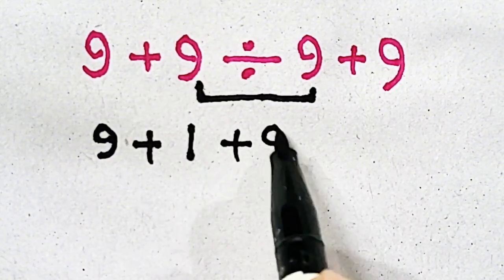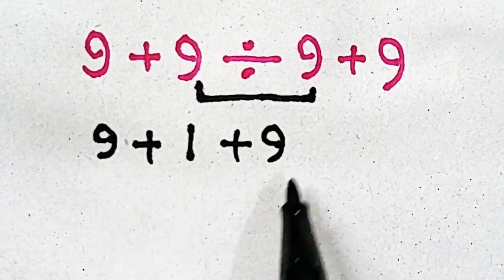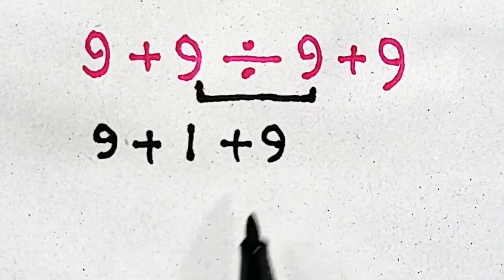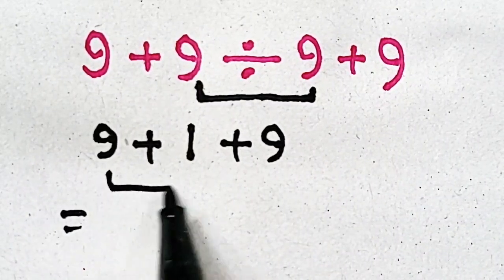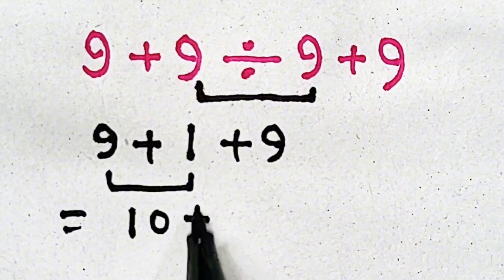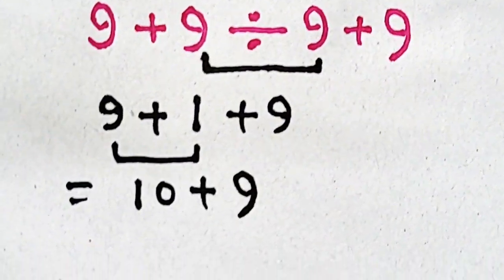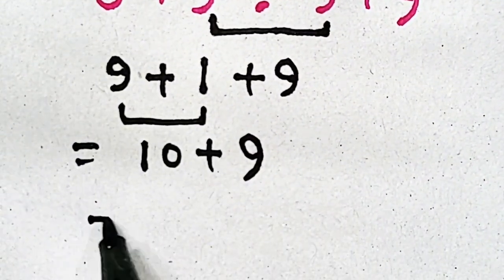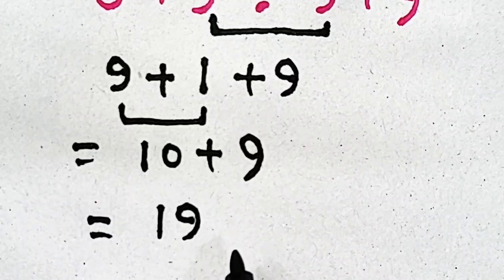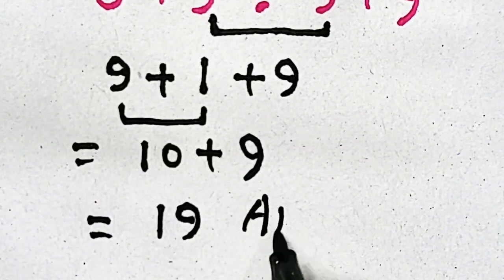And here is plus 9. So these are three numbers being added. So 9 plus 1 will be equal to 10, plus 9. So 10 plus 9 will be equal to 19. Hence, 19 will be our answer.